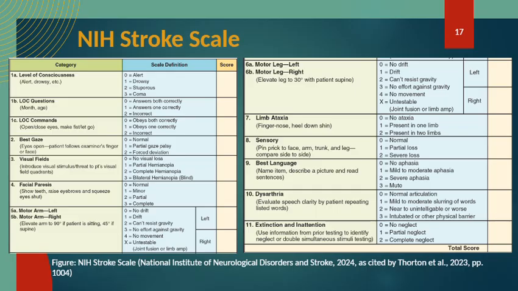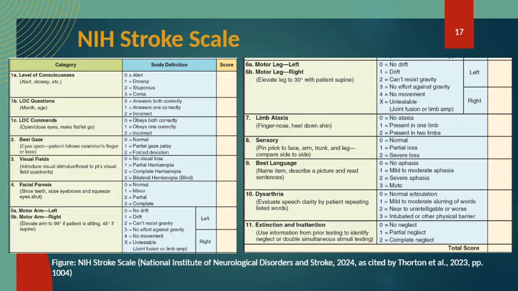We begin with level of consciousness. This includes how alert the patient is, whether they respond to voice or pain, and whether they appear drowsy or comatose. The LOC questions test orientation by asking the month and age. LOC commands assess the patient's ability to follow simple motor commands, such as opening and closing their eyes or making a fist. These tasks help us evaluate cortical function and attention.